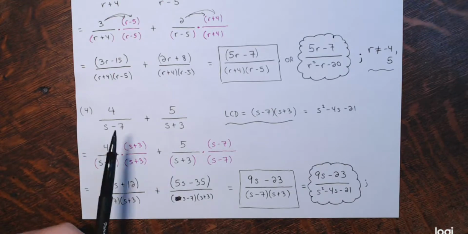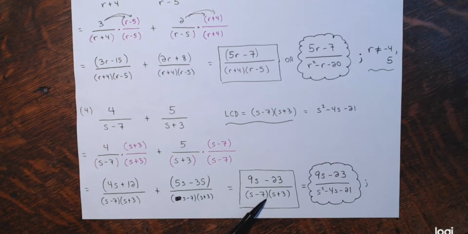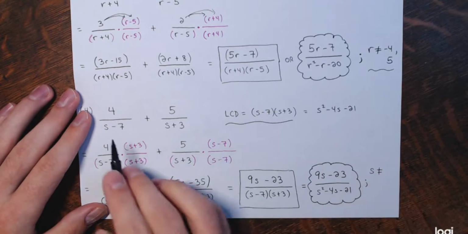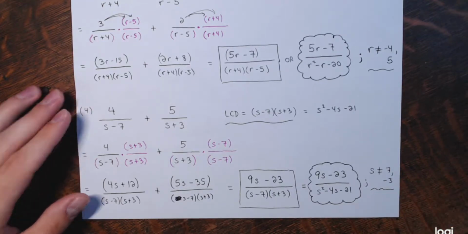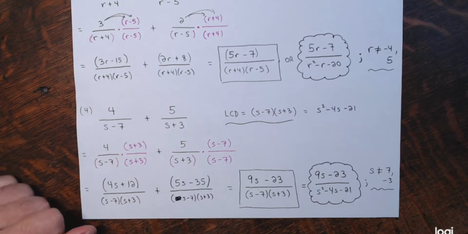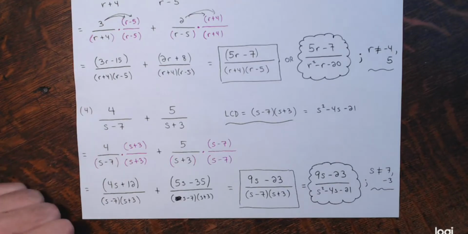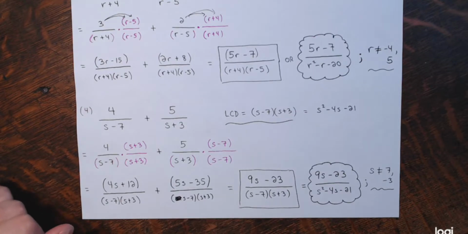So the value of the original sum will be equal to this value here. The value of this expression, for any value of s except for, s cannot be positive 7 or negative 3. Because if I use positive 7 for s or negative 3 for s, we'll have denominators of 0 throughout this problem, and that's bad. You can't divide by 0. That's undefined. All right, and I leave it to you to check, test out different values of s and see if the original expression has the same value as the final expression, and they should.